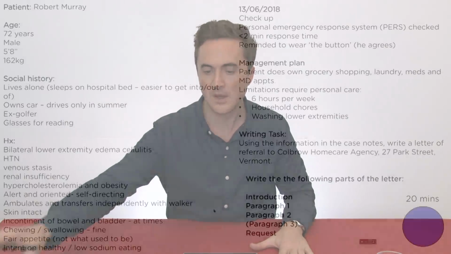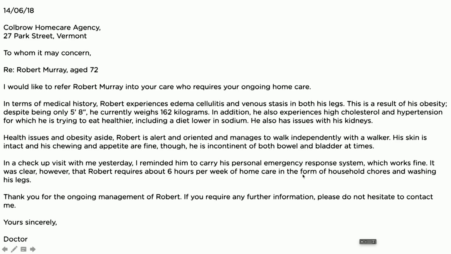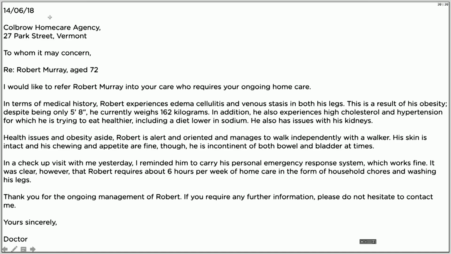Yeah. All right, cool. Let's go through now. I'm going to show you my model letter. There may be some issues with this. I wrote it very quickly and I am not a medical professional, so please do correct me if I have included something irrelevant or incorrect, or if I misinterpreted. I start with today's date. I wrote Colbrow Home Care Agency, 27 Park Street, Vermont. Cool. There's no person involved here, so I just wrote the name of the agency.